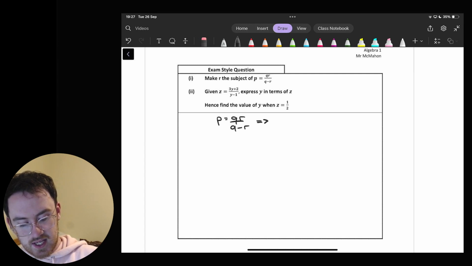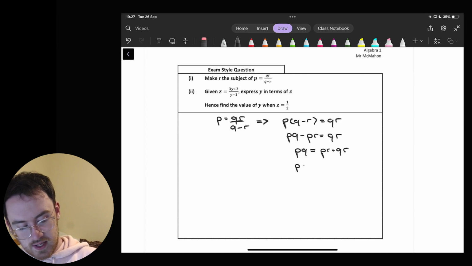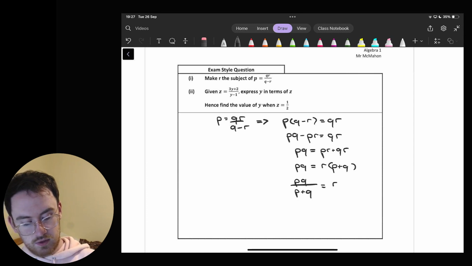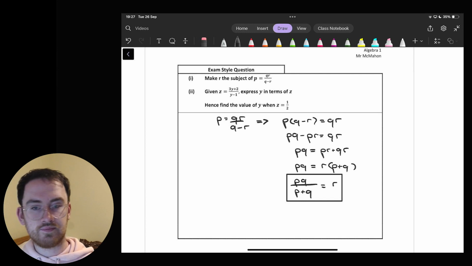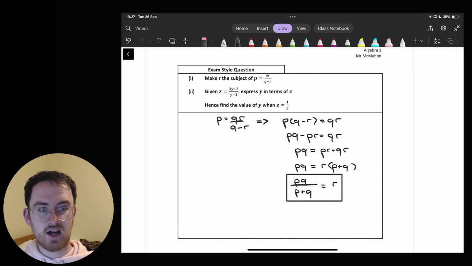Same idea again, I can rewrite that as p times q minus r equals qr. So that's pq minus pr equals qr. pq being equal to pr plus qr. And again here I can factor out r and get p plus q, and I get pq over p plus q equal to r. Okay, as my end result there.